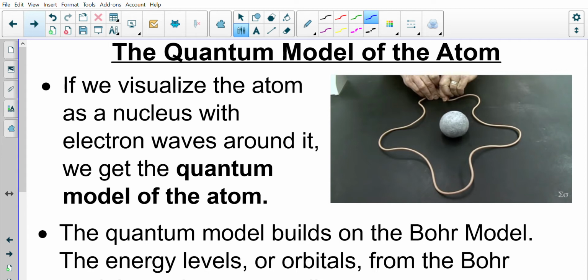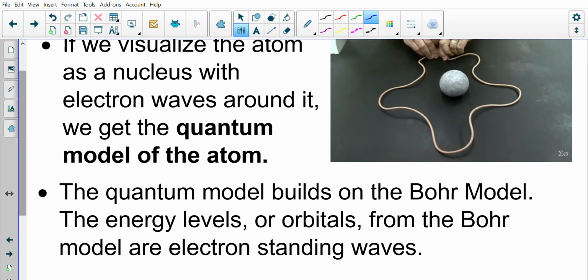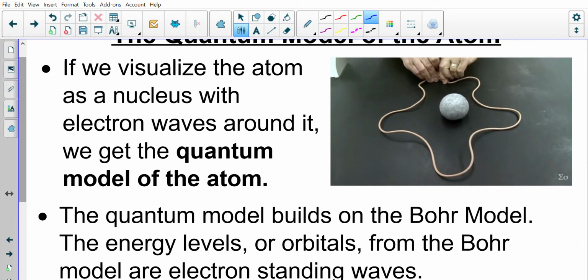If we visualize the atom as a nucleus with electron waves around it, then we get the quantum model of the atom. So the quantum model builds on the Bohr model. The energy levels, which are also called orbitals from the Bohr model, are electron standing waves. So I'm going to explain that more in just a second, but here in this picture, this sphere in the middle represents the nucleus, and then this represents an orbital or an energy level. And what I want you to notice is that the orbital looks like a wave, and it's a wave that's surrounding the nucleus.